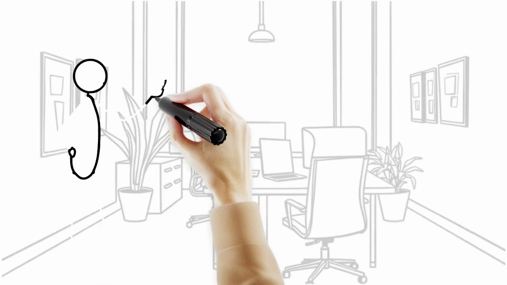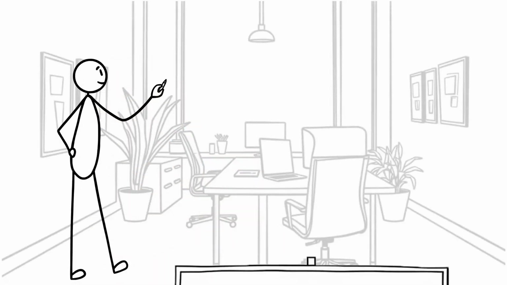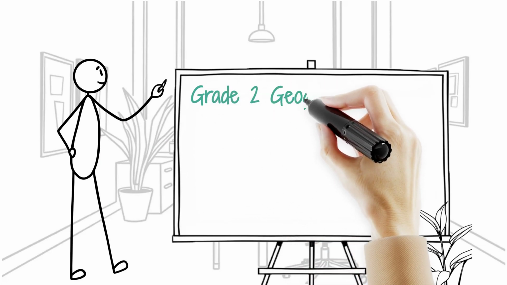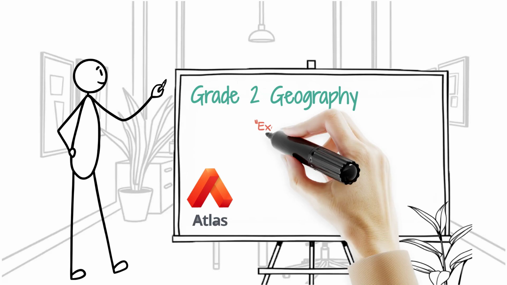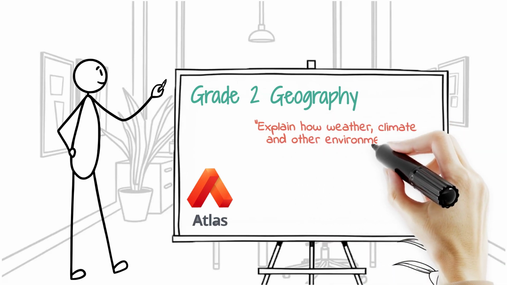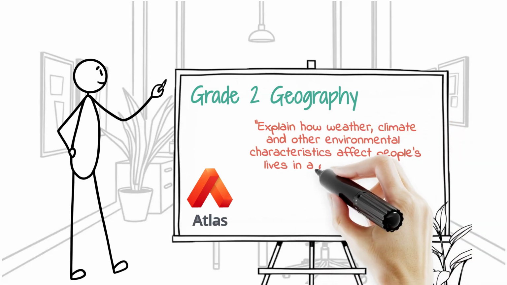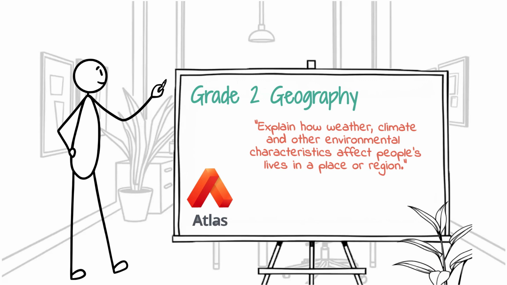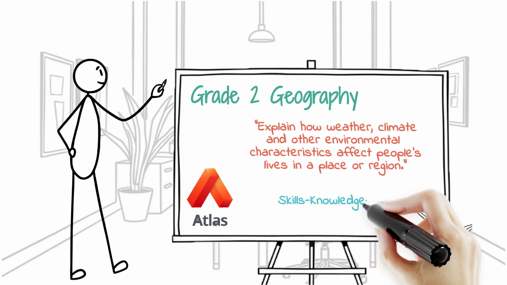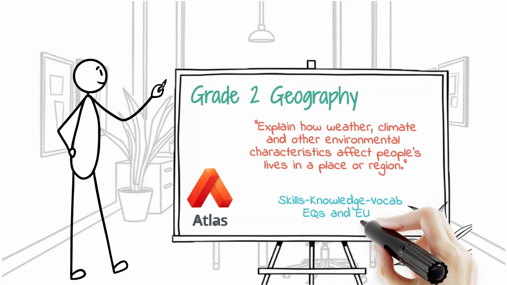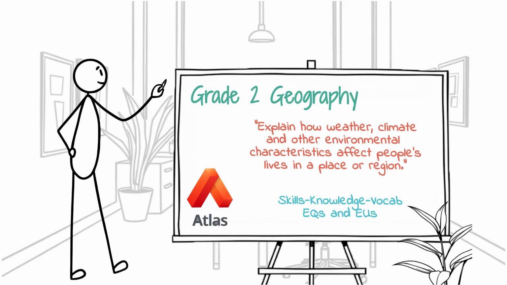So let's look at how this assessment progression may work in a unit. Let's say grade 2 is preparing a geography unit with the following standard assigned in Atlas. Explain how weather, climate, and other environmental characteristics affect people's lives in a place or region. From Stage 1 UBD, the teacher will already have a list of skills, knowledge, and vocabulary for the unit, as well as overarching essential questions and enduring understandings.